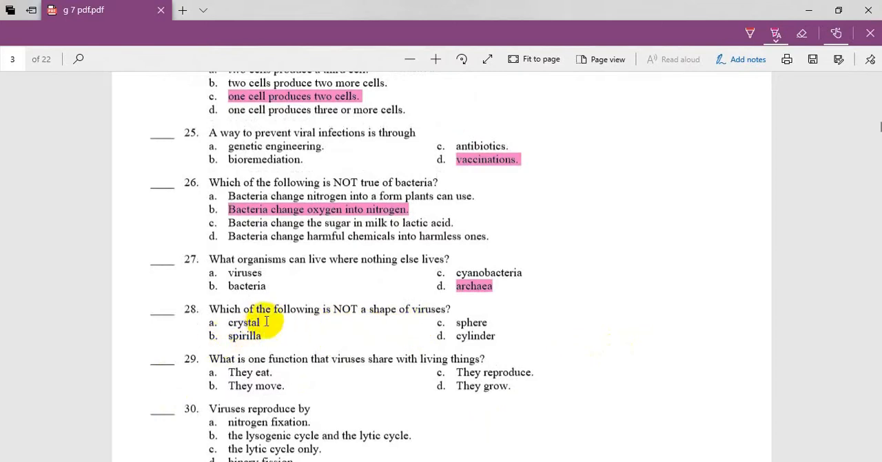Crystal is a shape for virus, sphere also, cylinder. So spirella, this is not a shape for virus, this is a shape for bacteria. So the answer will be B. 28, letter B. Question 29.